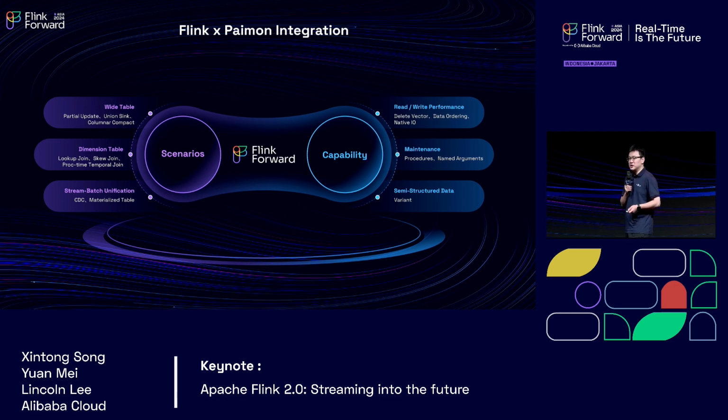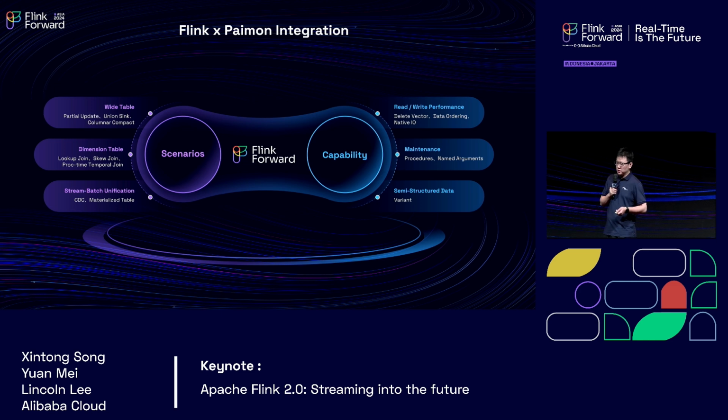And also in some scenarios where we use Paimon as a dimension table, we have made a lot of enhancements in that direction. For example, we have improved the performance of Flink's lookup join with respect to the data distribution inside Paimon. And also, in order to handle the single key data skew problem, we have supported the Flink skew join optimization.